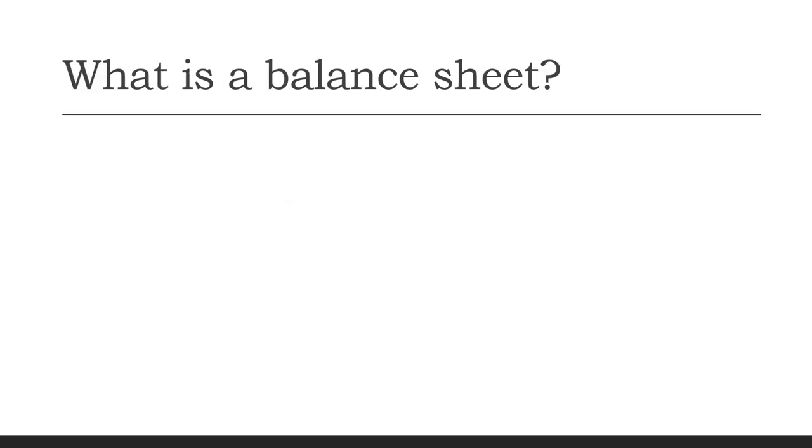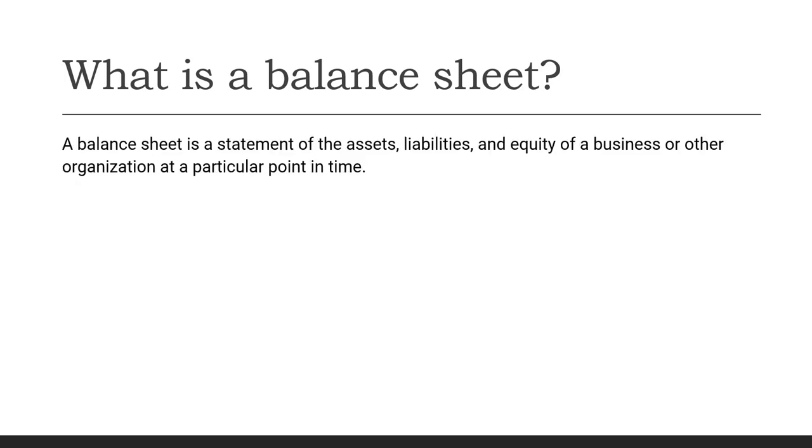So what is a balance sheet? We'll see each one of them in a detailed manner. A balance sheet is a statement of assets, liabilities and equity of a business or other organization at a particular point of time. If you take a period of, say, one year, the statement of all the assets, liabilities and equity showing such things is known as a balance sheet.